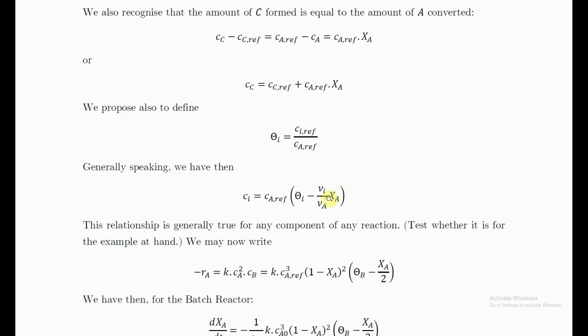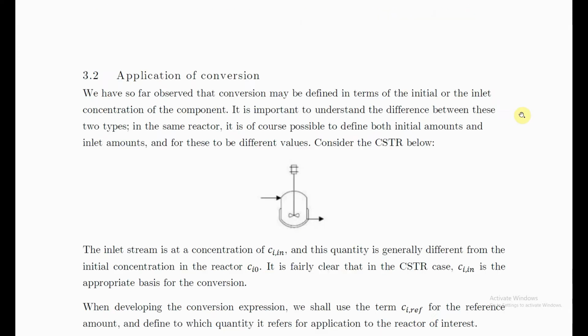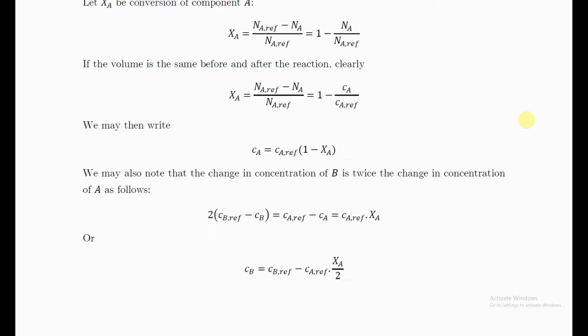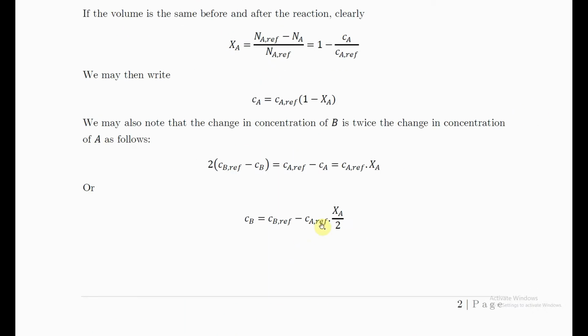And then for component B, we know nu B is equal to -1, and nu A is -2. So this is -1/2. And if we go back here, we can see that we've got -1/2 CA ref times XA.